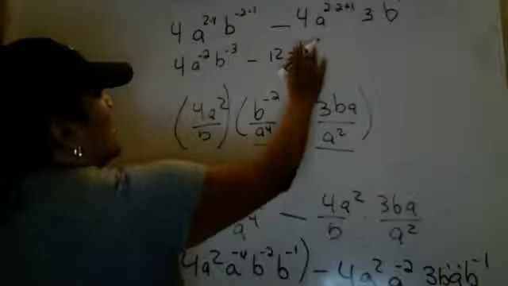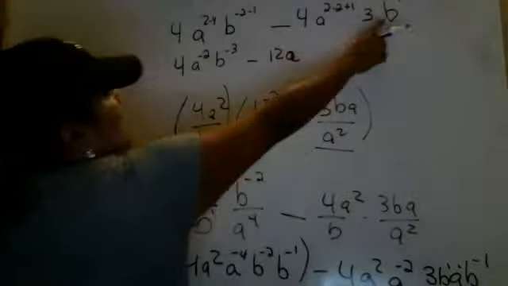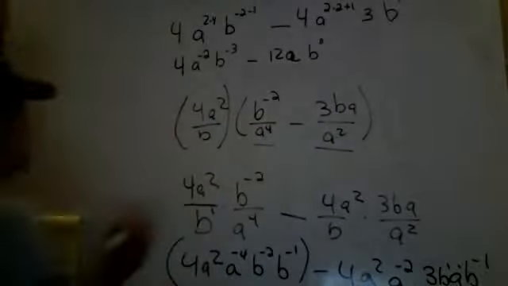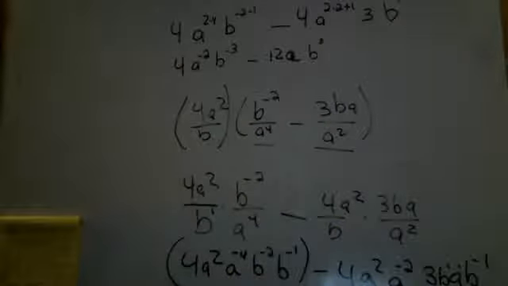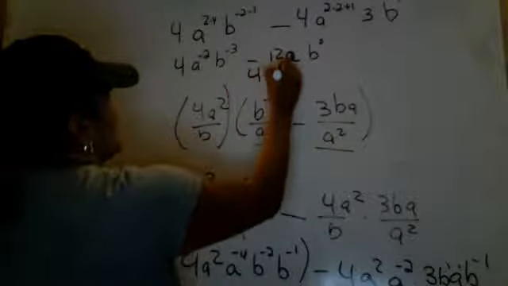And because it's to the first power, it's implied, so I don't have to write that 1. b, 1 minus 1 is 0, it's b to the 0, and anything raised to the 0 power is simply 1. Therefore, this goes away, so your answer is 4a to the negative 2, b to the negative 3, minus 12a, because that b is 1, and 1 times 12a is just simply 12a.